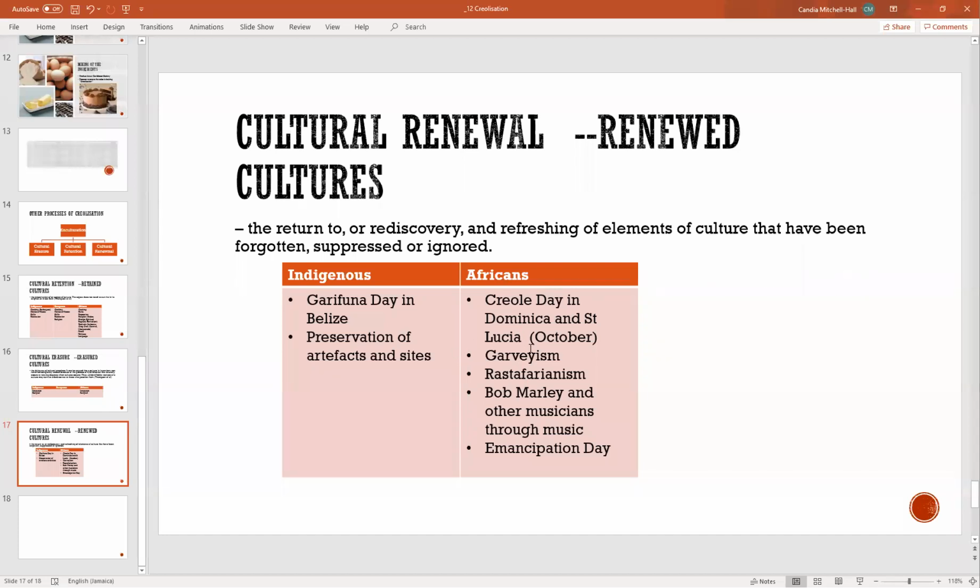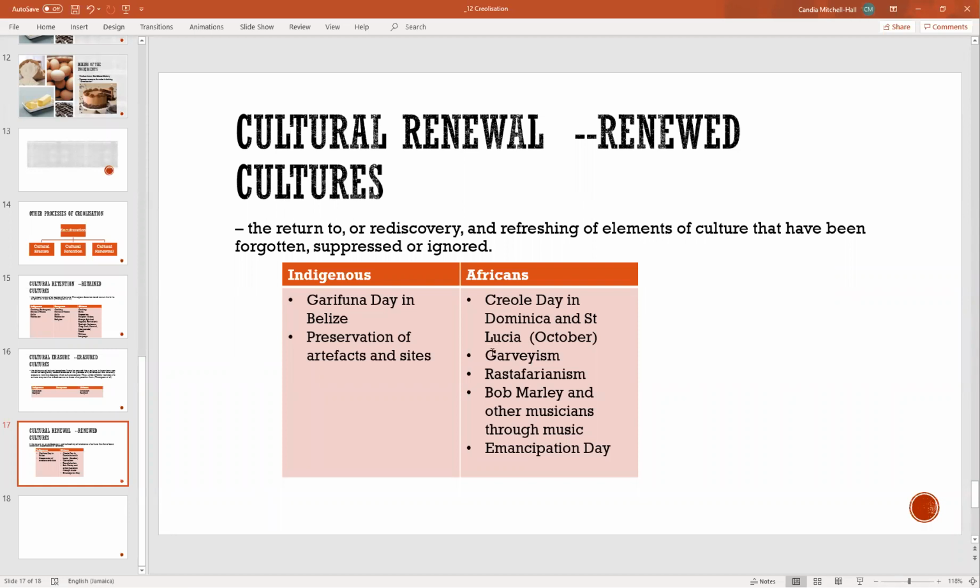We have Garveyism by Marcus Garvey, which helped us to rediscover and renew our culture. So Garvey said, listen, where's the black man's government? Where is his king? What about his culture? What about his religion? You need to have some level of pride as black people. Don't worry about them telling you that your hair is nappy and your hair is bad. What he's saying here is that let us have a love for Africa and where we are from.